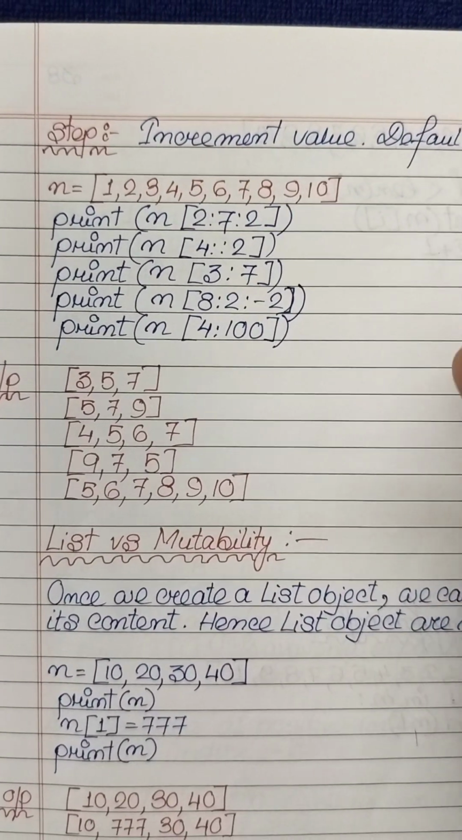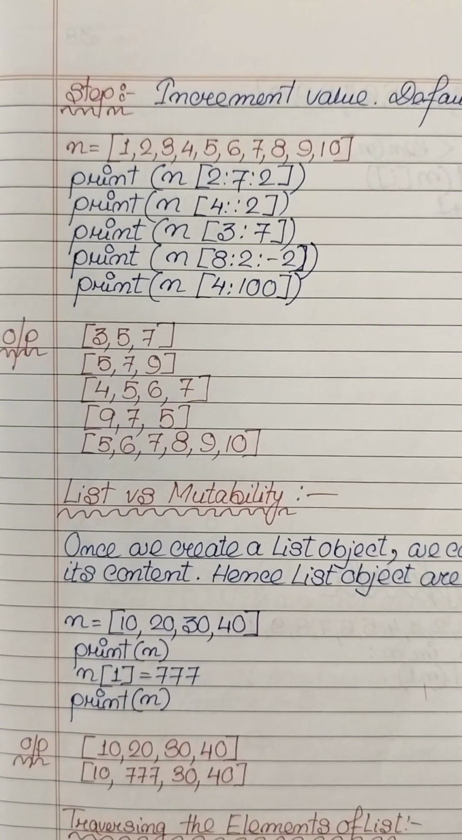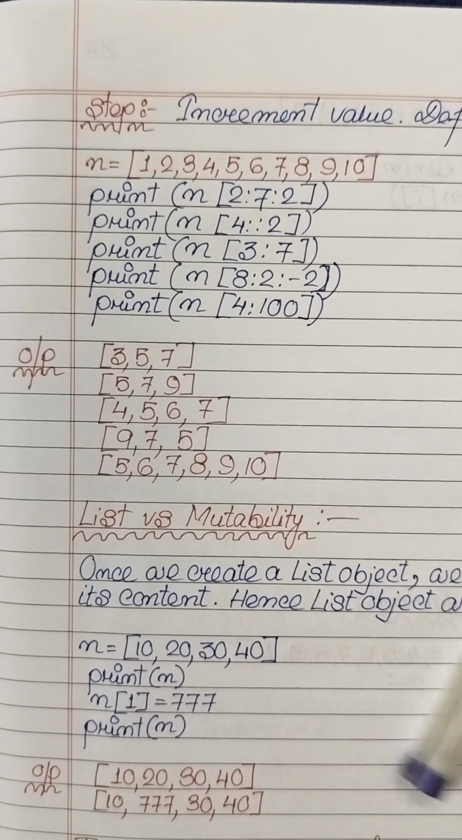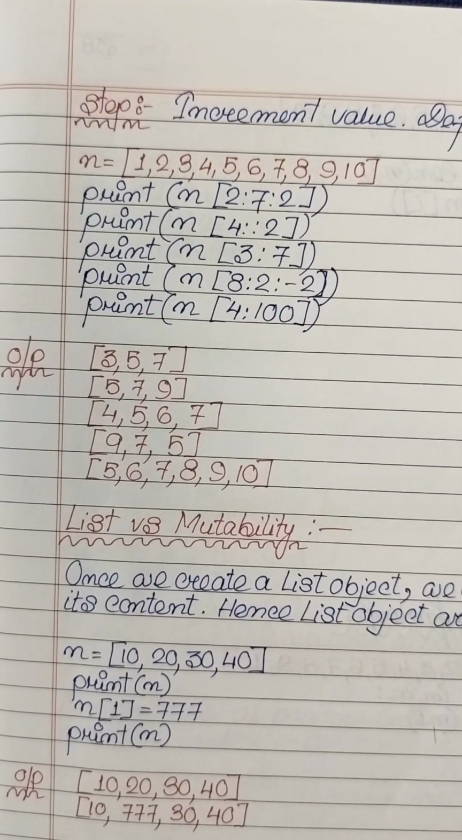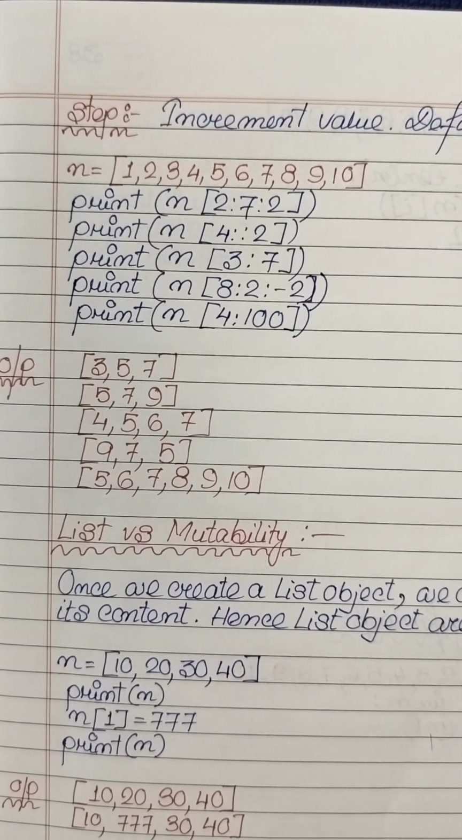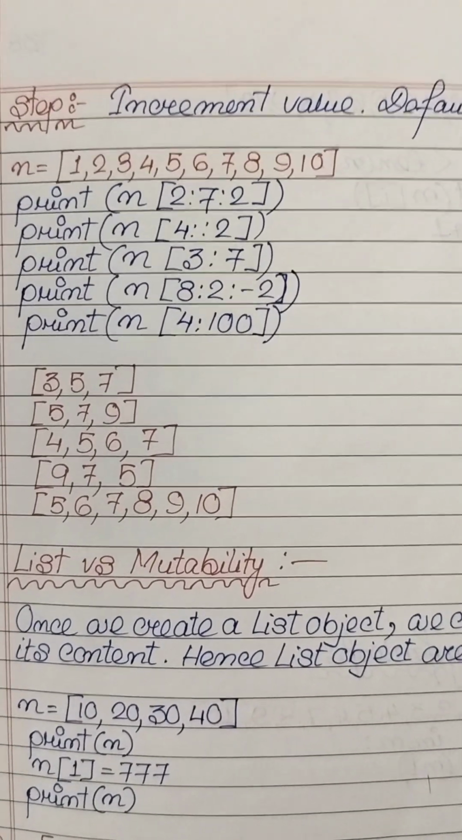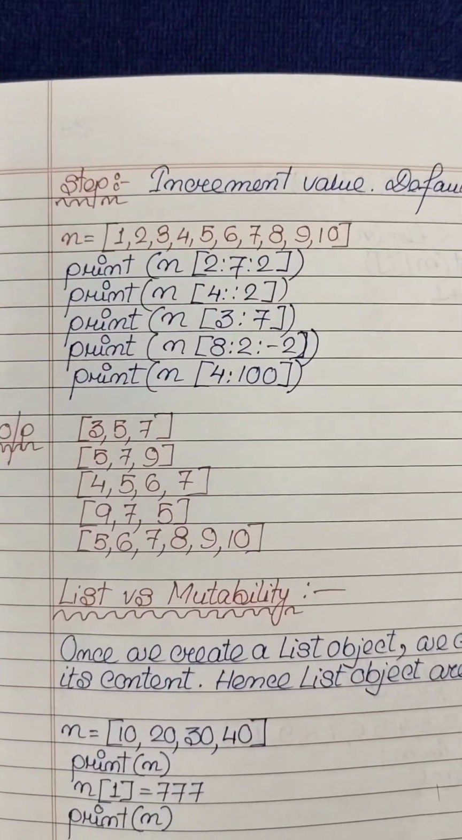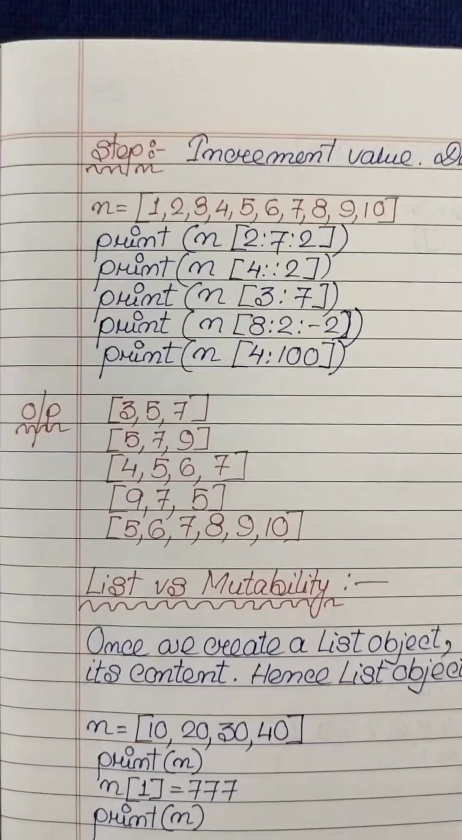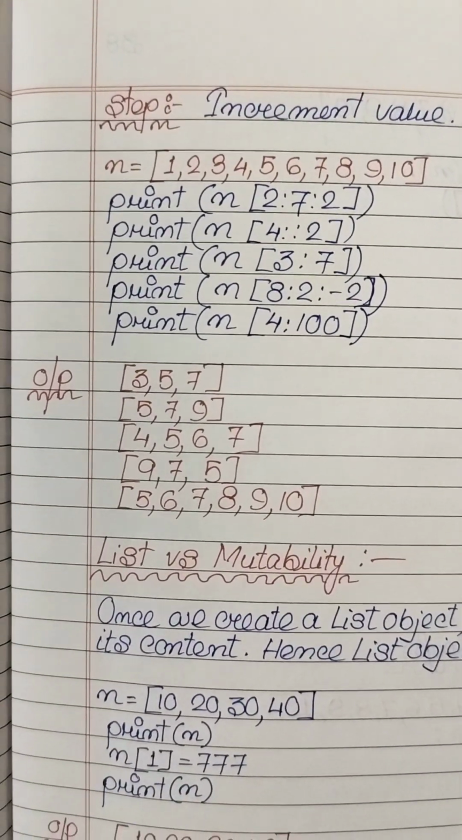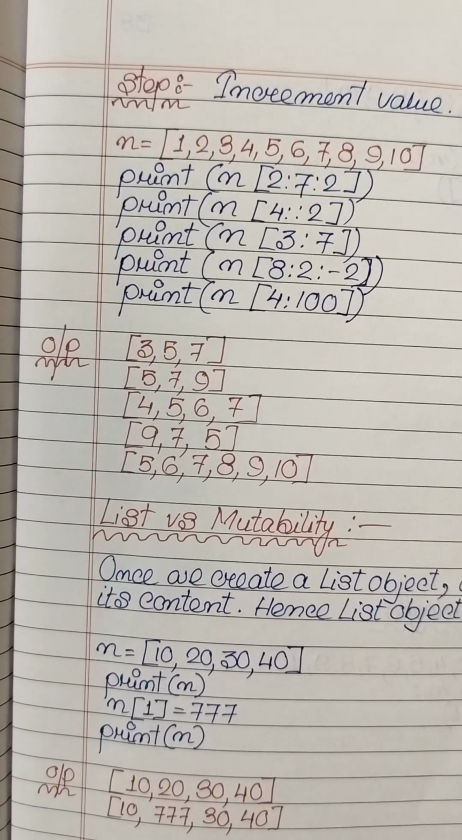Okay friends, for today, I have described accessing elements of a list using two ways, by using the slice operator and also by using index. I have also described these two.